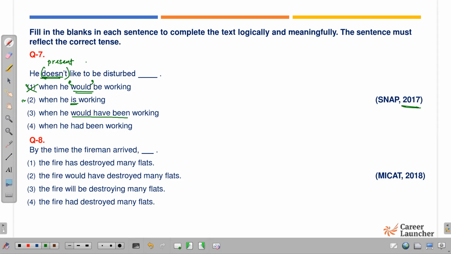Let's look at the third. He would have been, this is too complex, unnecessary. And when he had been is like past. Definitely choose the correct answer. By the time the firemen arrived, past. So these are all the questions on tense inconsistency, or you can say tense consistency.